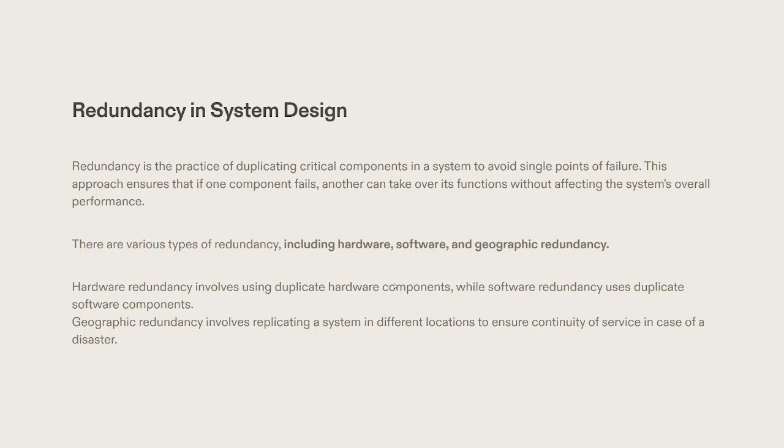In this case, we replicate the software in multiple servers. So our software, instead of running at one place, runs at multiple places. So if one server is not able to handle a request because of a software crash, other servers will still be able to process the request. And third is geographic redundancy.